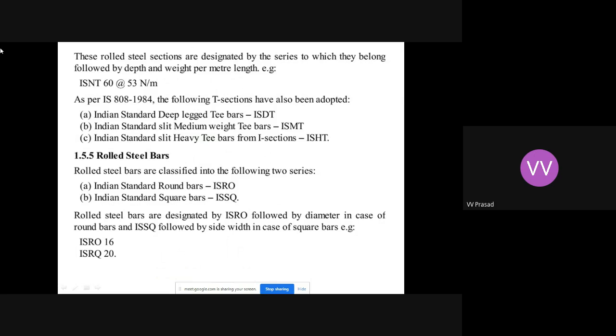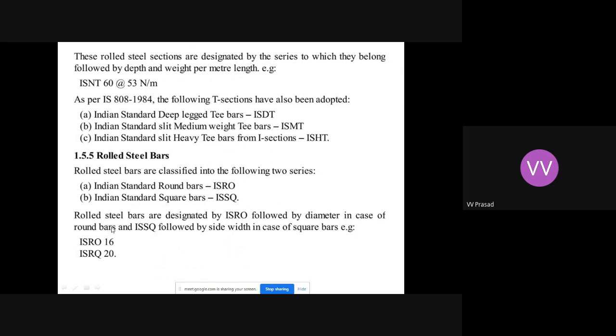Next, according to IS 808-1984, the following T sections are also adopted. Now, Indian Standard Deep Legged T bars, ISDT; Indian Standard Medium Weight T bars, ISMT; and Indian Standard Split Heavy T bars from I sections, that is ISHT.